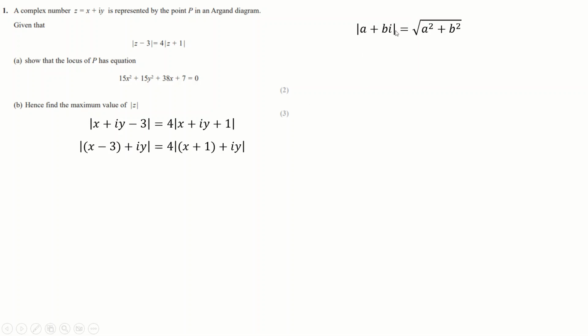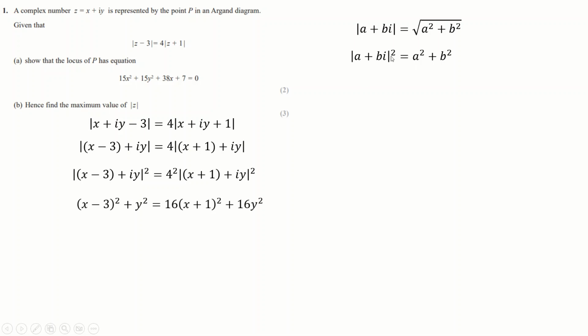But first we should probably just square both sides, because then we just end up with a nice a squared plus b squared. So if we square both sides here, of course 4 squared has to be done separately. But here we'll just get x minus 3 squared plus y squared. And that will be that, just based on this. And likewise for here. And yeah, the 4 just expands out to be 16, right?